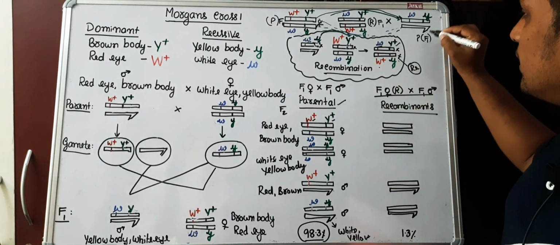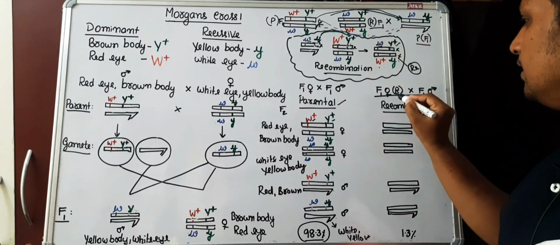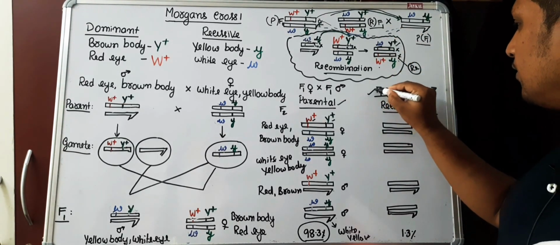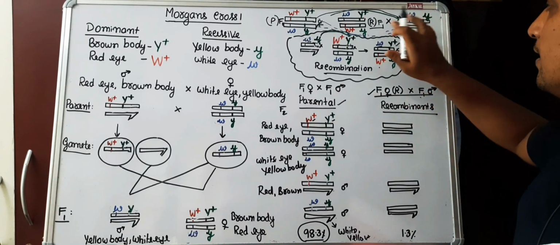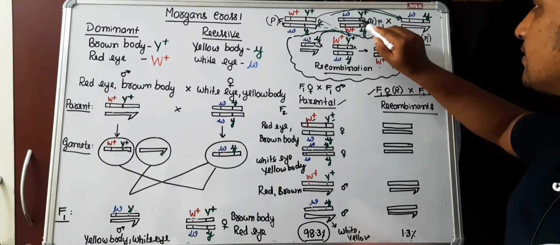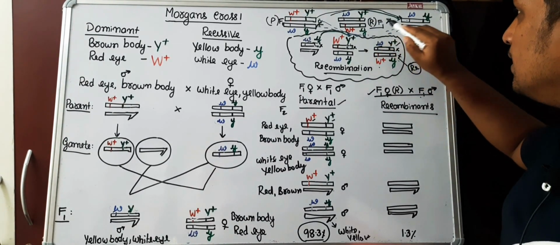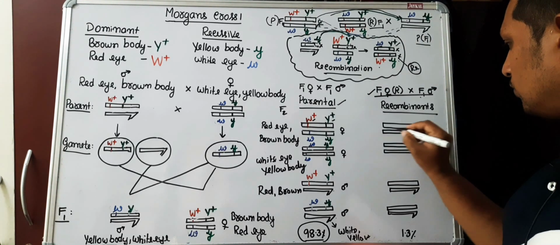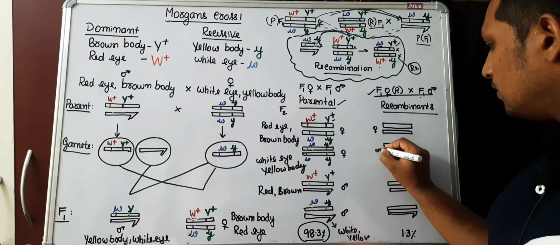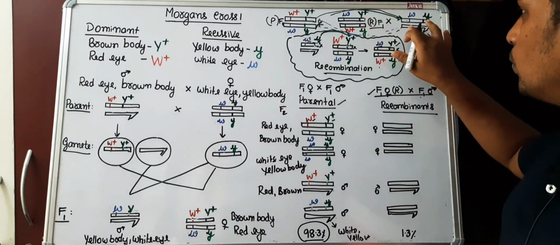How to get recombinant? Cross the male with the recombinant F1. It's written here, F1 recombinant female with F1 male. Same way, first X of female with X of male, second X of female with the X of male. Already I have written, so you'll get 2 females, 2 males got by Y into X, Y into X.